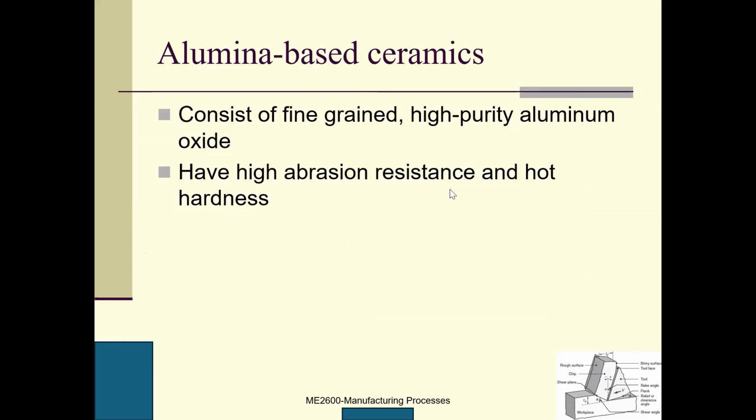Then we talk about alumina-based ceramics. They consist of high purity aluminum oxide, and they have high abrasion resistance and hot hardness. Abrasion is when two surfaces come into contact with each other. The abrasion resistance and hot hardness are the key properties.